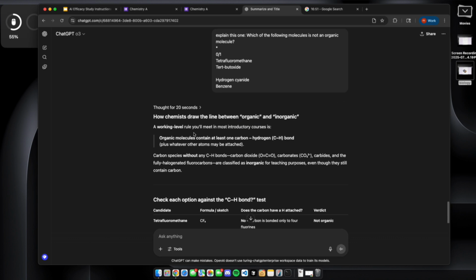A working level rule, as you meet in most introductory courses, is organic molecules contain at least one carbon. Carbon species without any CH bonds, carbon dioxide, O equals C equals O, carbonates, CO3 2 minus, carbides, and the fully halogenated fluorocarbons are classified as inorganic for teaching purposes, even though they still contain carbon.